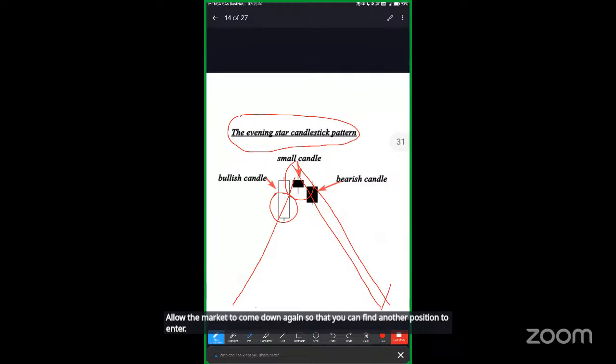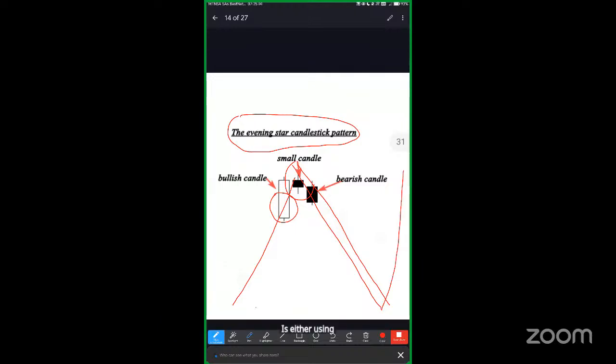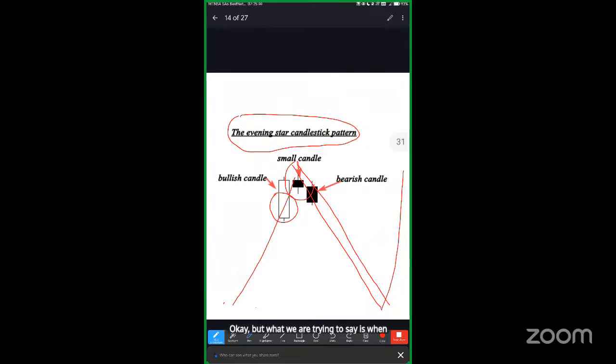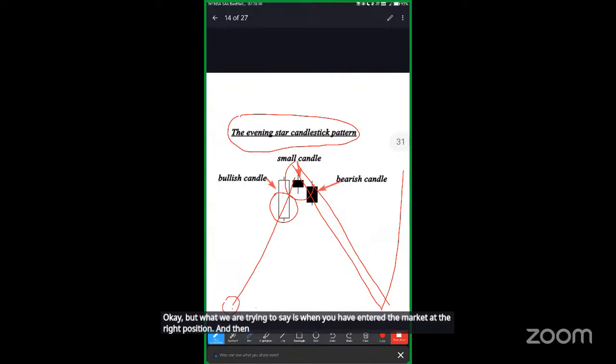It's either using the morning star again, or using a dragonfly doji, or using what you call an engulfing bar, which is a bullish one. But what we are trying to say is, when you have entered the market at the right position and then price goes up, take some profit. Take some profit and leave the market.